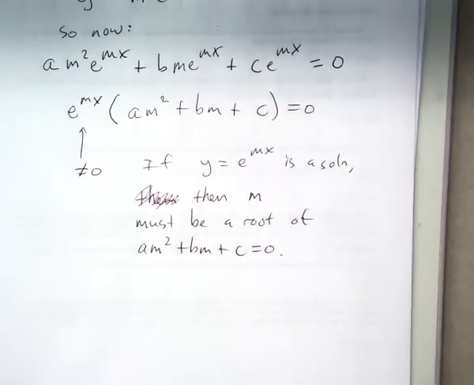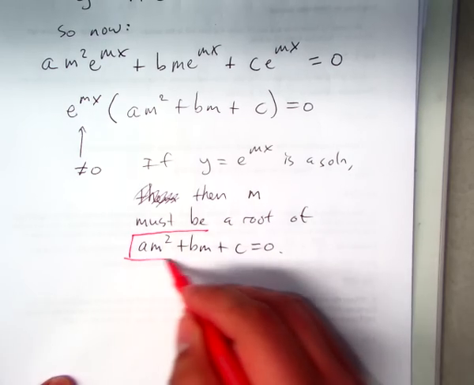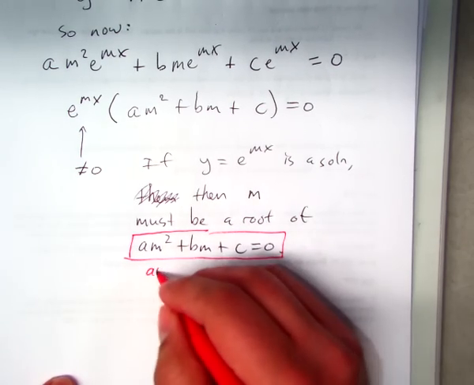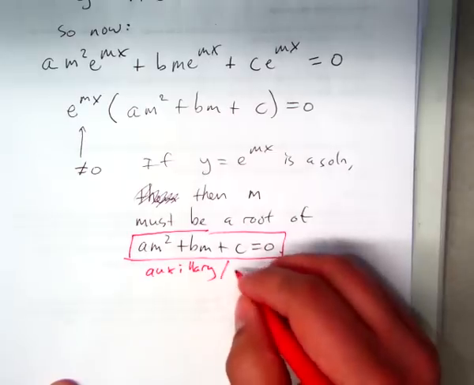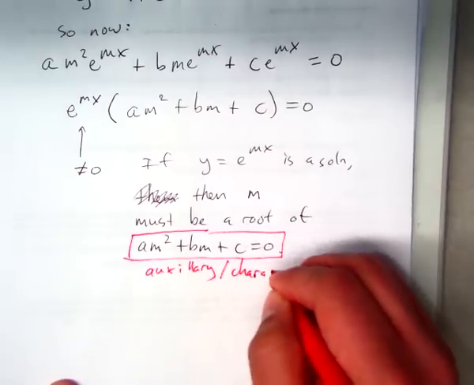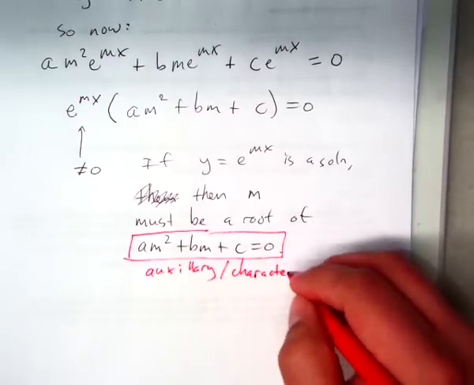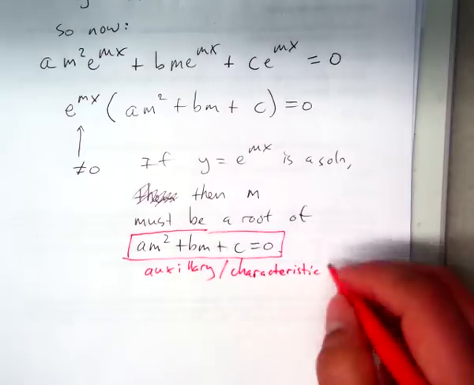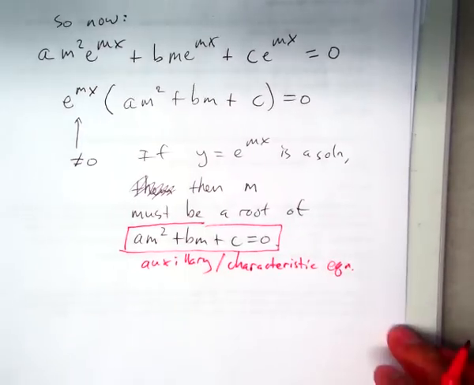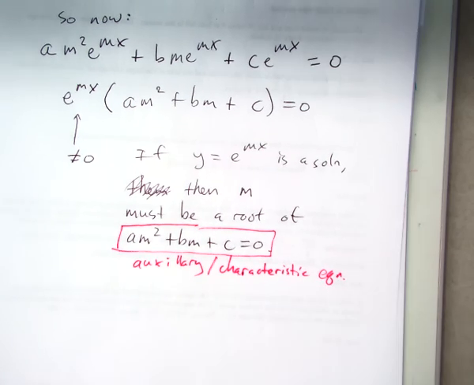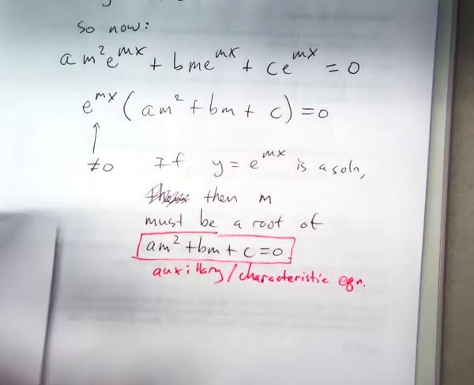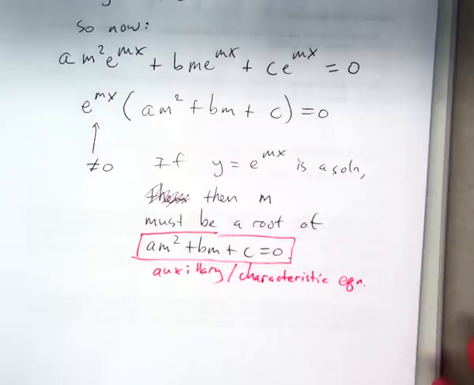This is called the auxiliary equation or characteristic equation. Okay, any questions so far? Should all make sense.